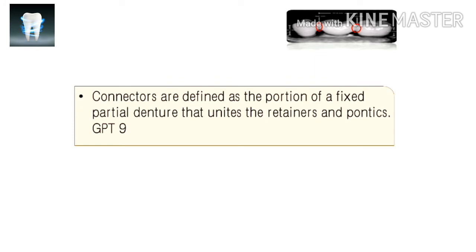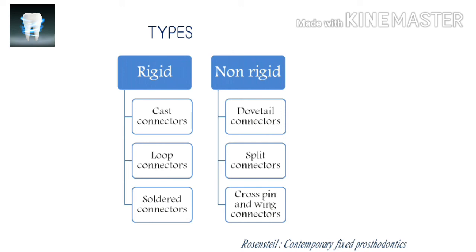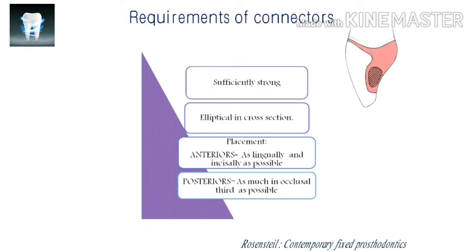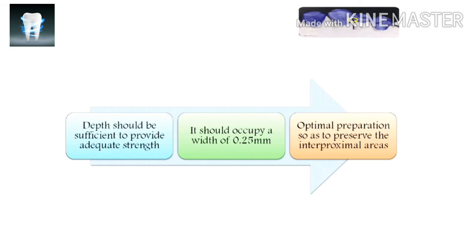Next are the connectors. The connectors are defined as the portion of a fixed partial denture that unites the retainer and the pontics. Mainly two types, rigid and non-rigid. The rigid connectors include cast connectors, loop connectors and soldered connectors, and the non-rigid include dovetail connectors, split connectors and cross pin and wing connectors. Requirements of the connectors: it should be sufficiently strong, elliptical in cross section. In anteriors it should be placed as lingually and incisally as possible, and in posteriors as much in occlusal third as possible.